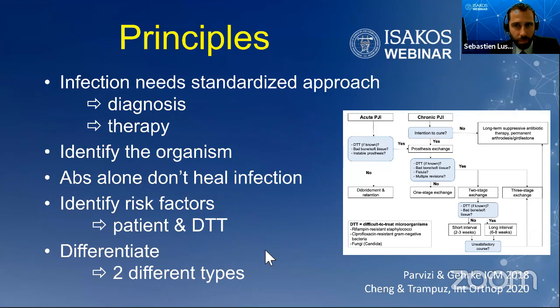Thanks a lot, Mike. Michael, if you can share the screen so we can see the slides, please. Perfect. So when we're talking about infection, it's going to be case-based. We're going to discuss several topics about diagnosis and about therapy. We know it's crucial to try to identify the organism, and that antibiotics alone will not heal the infection. So it's crucial to identify the risk factors. We're going to discuss that and to differentiate two types of infection.